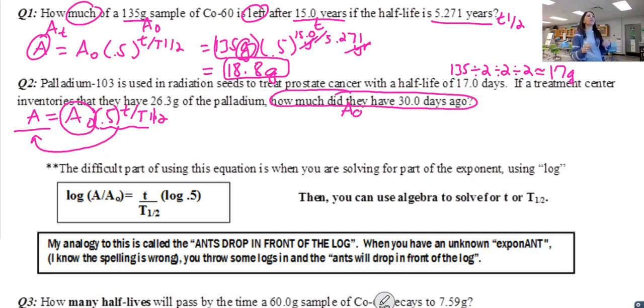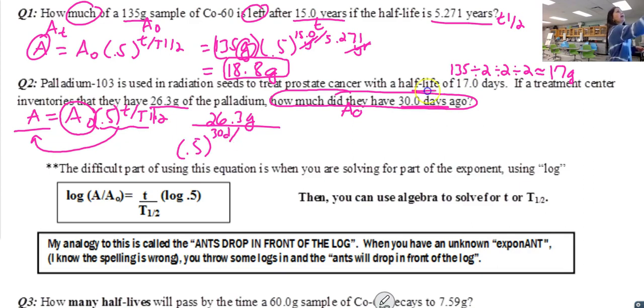So do I know how much I have left? Well, it says after they inventoried, they have 26.3 grams of it left. That's my A at the end after a certain amount of time. So that's my 26.3 grams. I'm going to divide it by 0.5 raised to the t over t1/2. What's my time? Well, it says 30 days, so 30 days divided by my half-life time, which is 17 days.